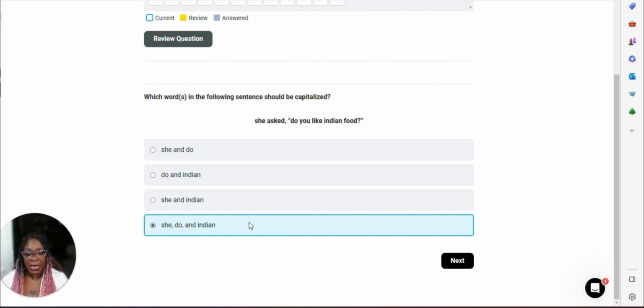She is at the beginning of the sentence and should be capitalized, right? Do is at the beginning of a quoted sentence, and that also needs to be capitalized. And also nationalities such as Indian would always be capitalized too. So you're going to have 3 capitals in this one sentence. All right. So let's move on to the next question.